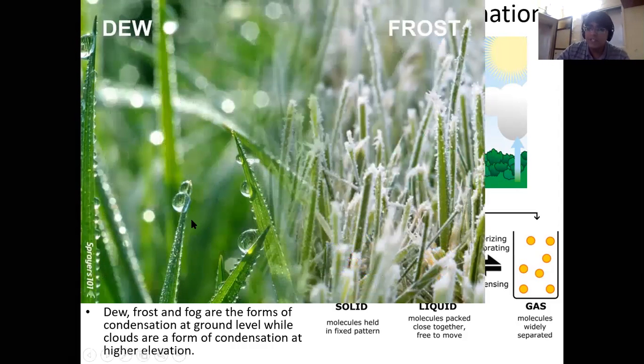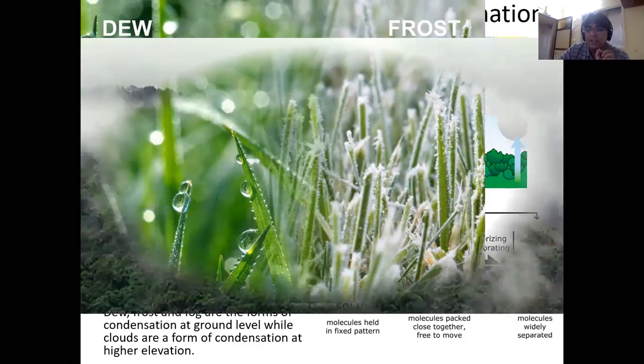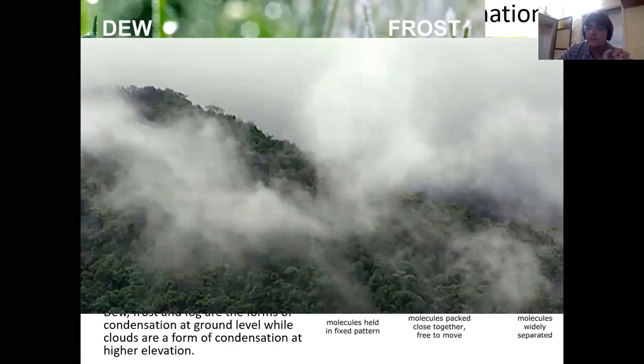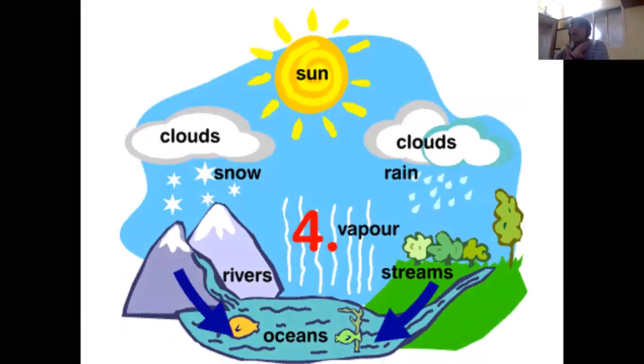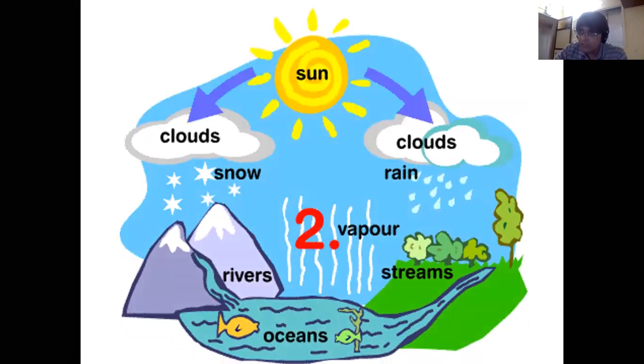So this is the liquid state on the left hand side, so that is dew. On the right hand side you can see it has become solid, so that is frost, and this is a fog. So we have understood absolutely the basics of the first part of this chapter.